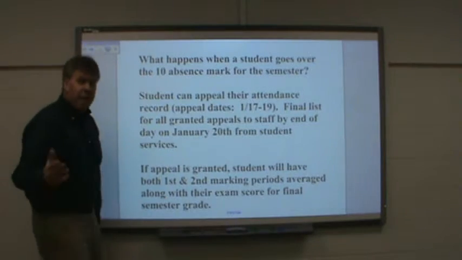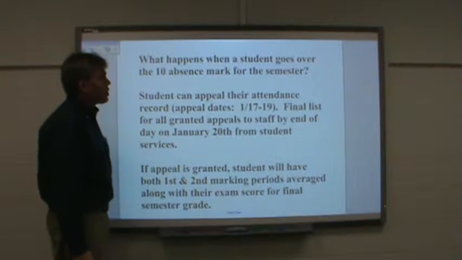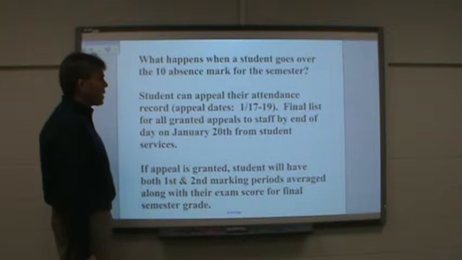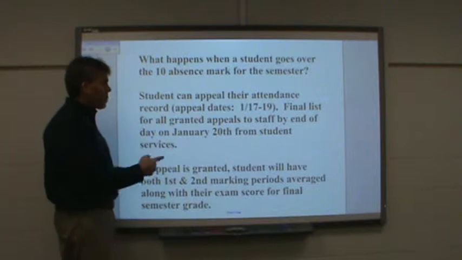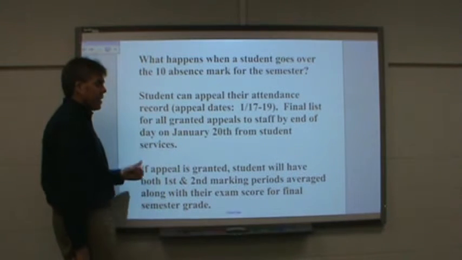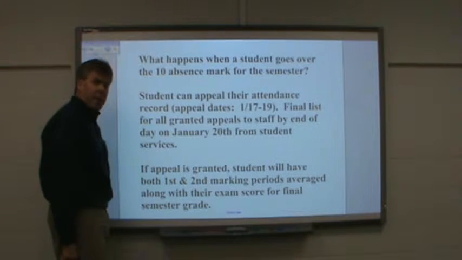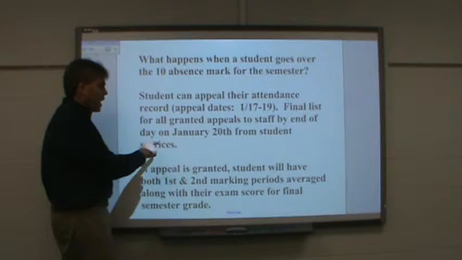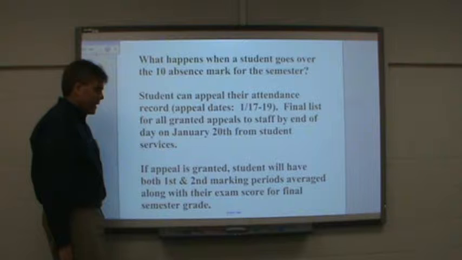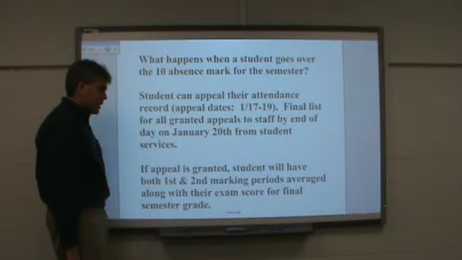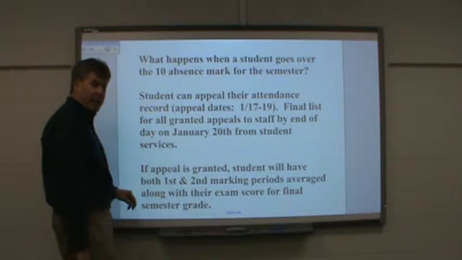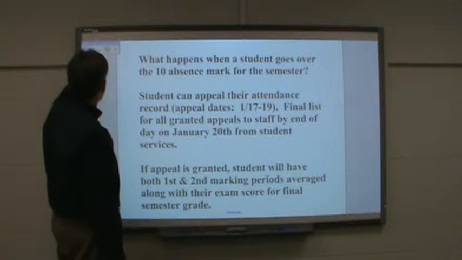Now, we're going to look at some examples with this. What happens when a student goes over the 10 absence mark for the semester? Well, the student can appeal their attendance record, and our appeal dates will be January 17th, 18th, and 19th. The final list for all granted appeals to you will be given on January 20th at the end of the school day. If an appeal is granted, the student will have both their first and second marking periods averaged along with their exam for their final semester grade. That's what we normally do.